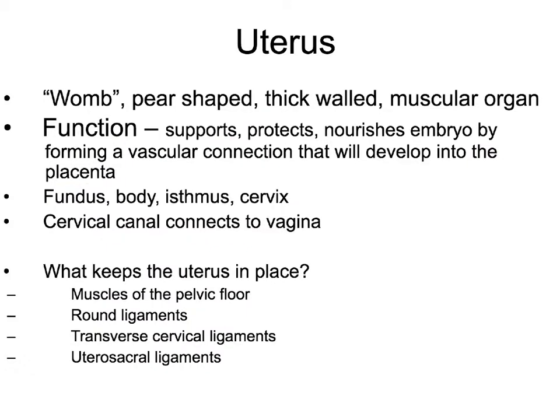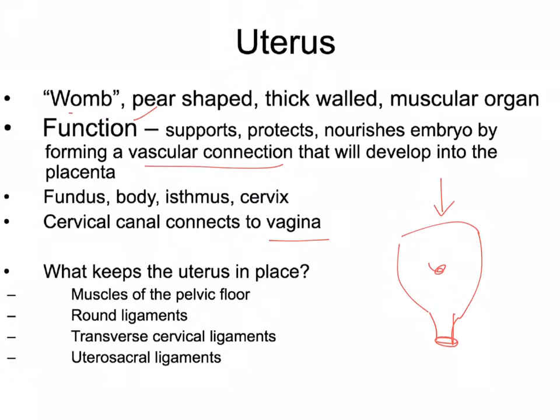So the uterus, that's the womb. It's pear-shaped, thick-walled, smooth muscle. The function of it is to support, protect, and nourish the embryo, so it forms a vascular connection that's going to develop into the placenta. The components of the uterus: the fundus is the top part. The body is the main part. The isthmus is where it's going to narrow, and then the cervix. The cervical canal is where we're going to connect to the vagina.